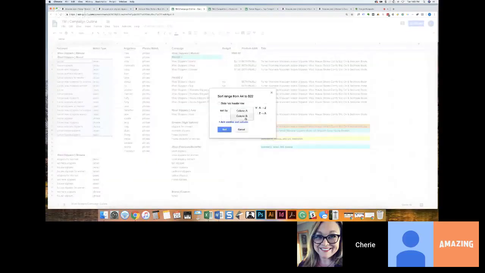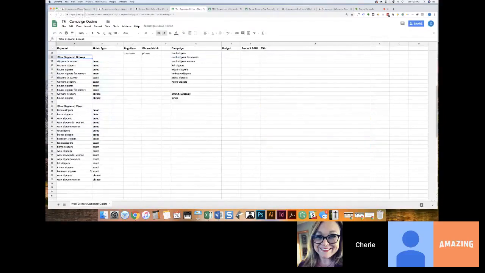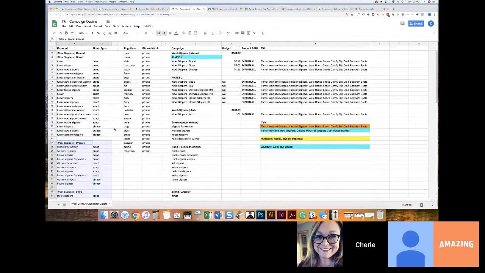Let me go ahead and sort this guy. Move that back up. And that is the campaign outline. So from here, you can see my single negative phrase match, all my single words, campaign outline, and that is it.